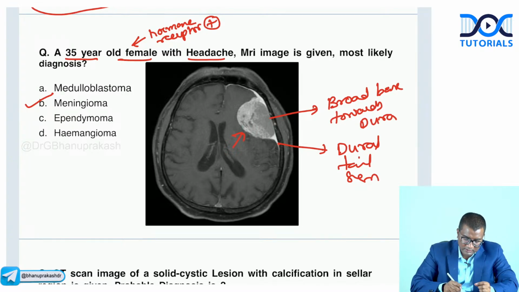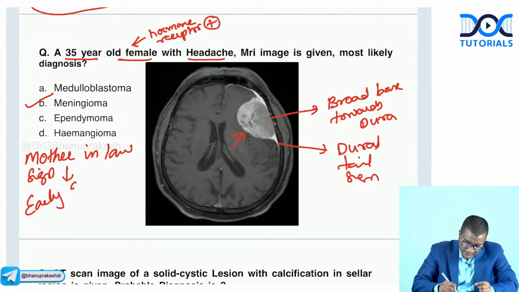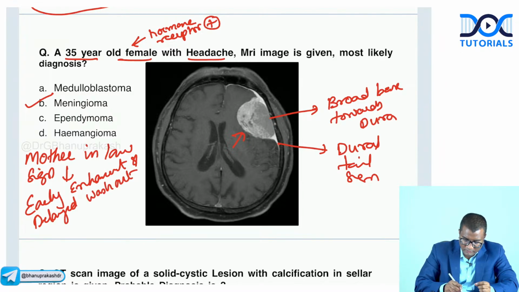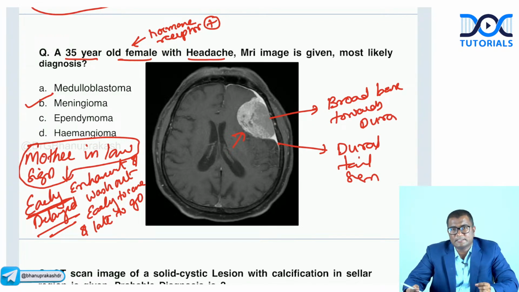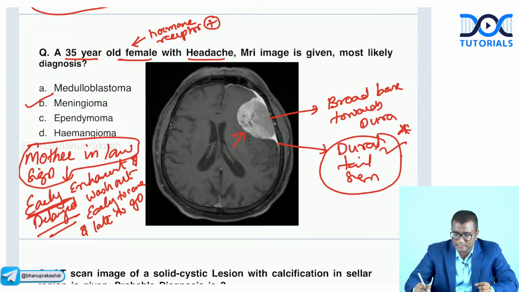It is whitish, right? So that is called the mother-in-law sign. You see the contrast comes with early enhancement and delayed washout. So your mother-in-law will be coming very early and going very late. Early to come and late to go. So that is called your mother-in-law sign. Dural tail sign is easy, right? Dura is the meningeal layer. Dural tail sign is a feature of meningioma. Broad base towards dura. Mother-in-law sign also is a contrast enhancement pattern.